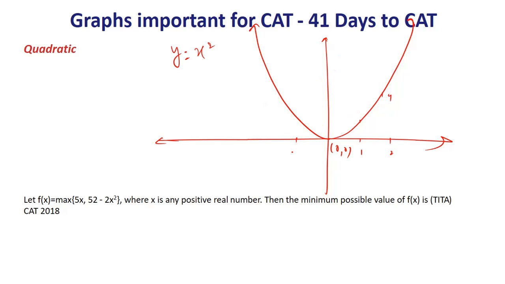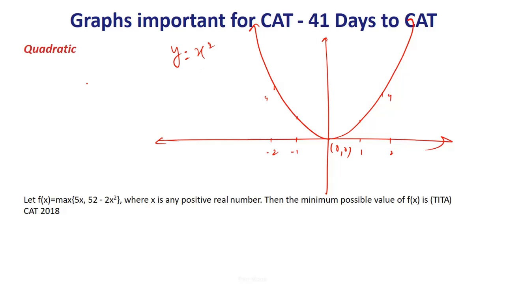Why? Because you will put x is equal to minus 1 also, you will get plus 1. You will put x is equal to minus 2, you will get plus 4, right? So these points are symmetric. So very easy to understand this parabolic representation of y is equal to x square. Now let's see some variations. So y is equal to x square is very clear in my mind.